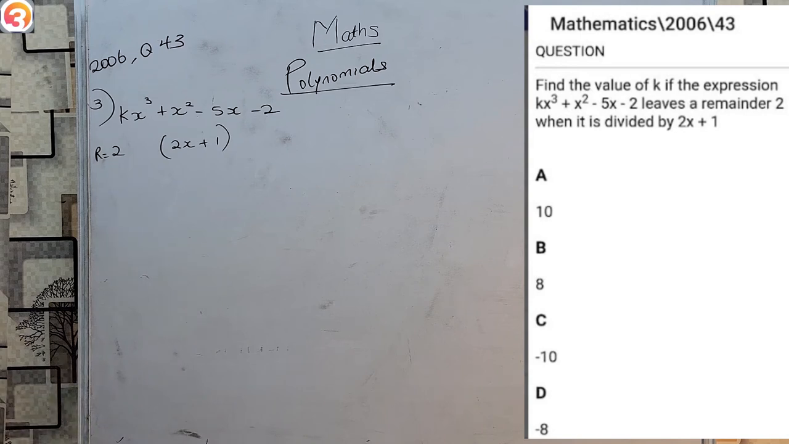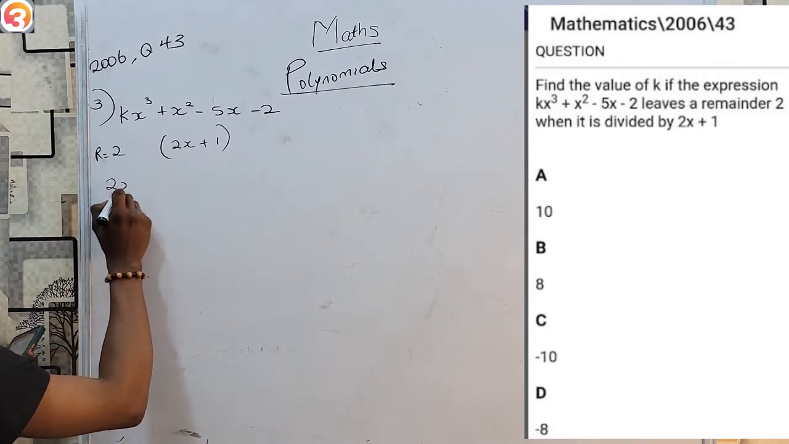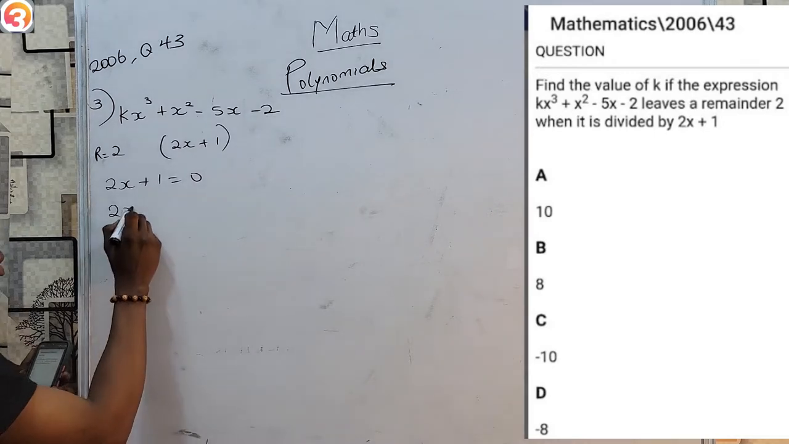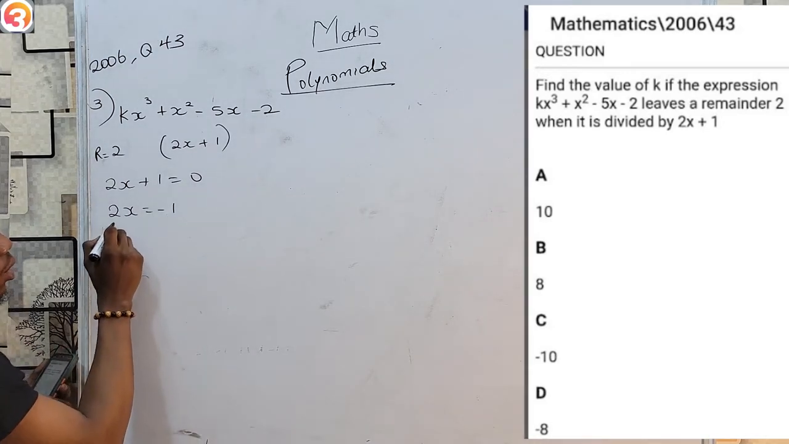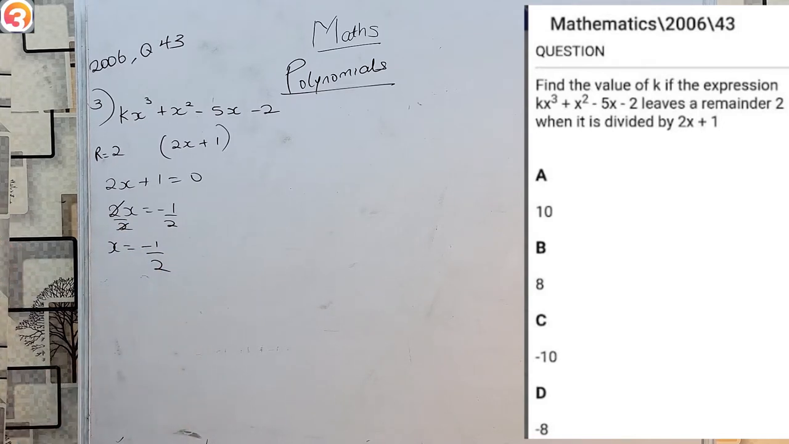Now, this is just like our first example. Just that in this case, rather than being a factor, this one has a remainder. But the steps are exactly the same. What do I do? I equate 2x plus 1 to 0. And as a result, 2x equals minus 1, and dividing by 2, x equals minus 1 over 2.